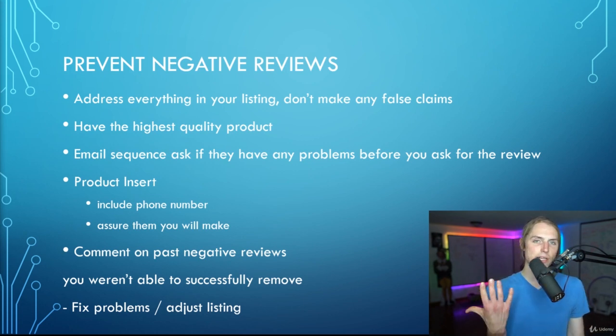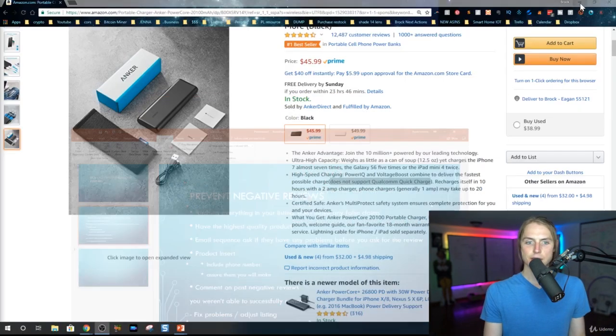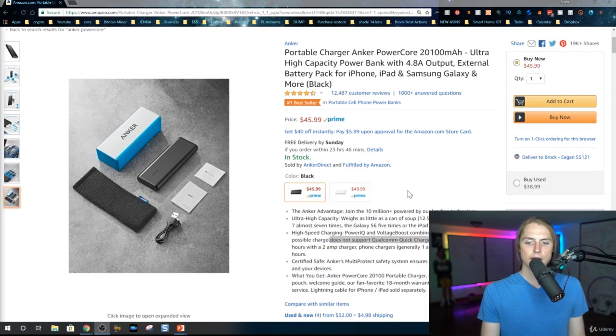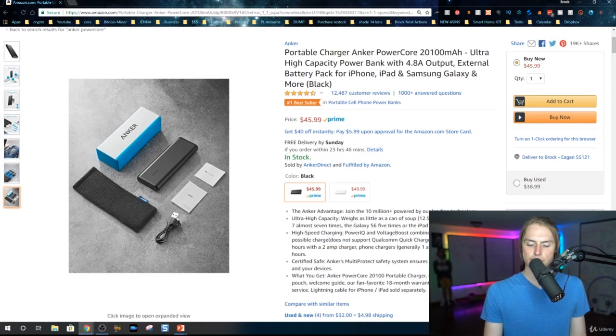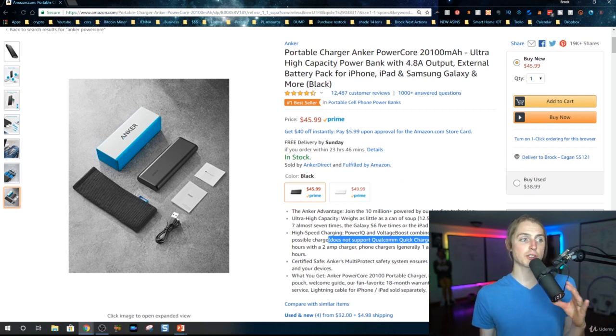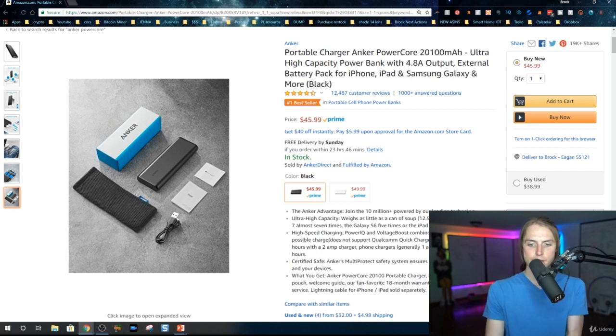And then if there's something that people say is a chronic problem, then address it. I guess the best way I could show that is Anchor here. They've got their power bank, and here's an issue that they were running into, and it says it does not support this Qualcomm quick charge. Just be open and honest, and by saying that, people know up front.